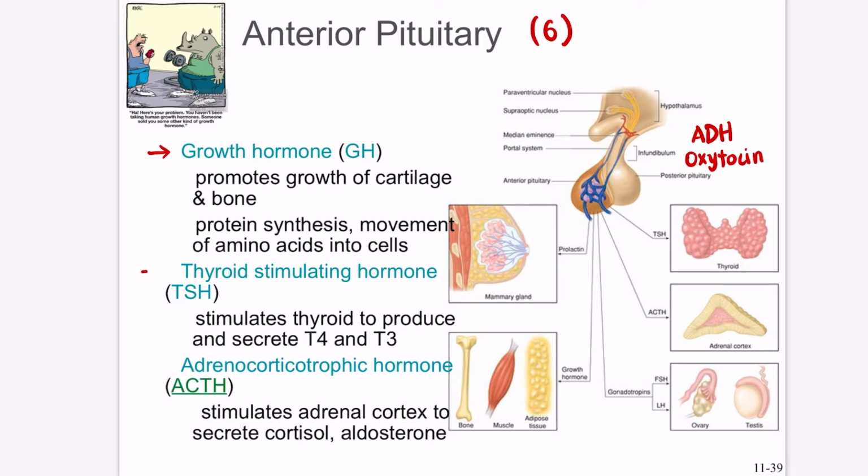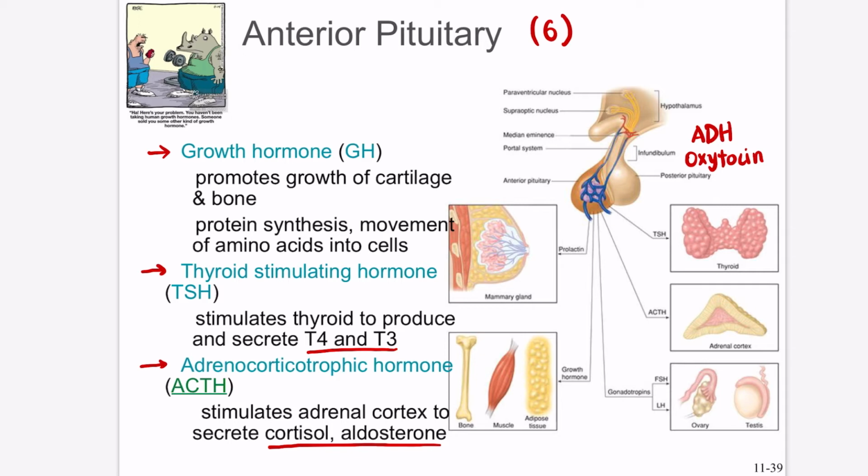Thyroid stimulating hormone, just like its name, is going to stimulate the thyroid to produce hormone of itself. So it's going to stimulate the thyroid to produce T3, T4. And then, just like its name, adrenocorticotropic hormone is going to stimulate the adrenal cortex to produce the hormones that it produces. And we'll talk about these. It produces cortisol and aldosterone.